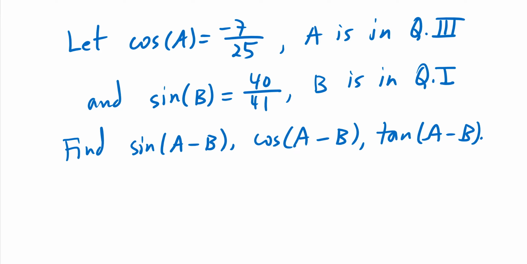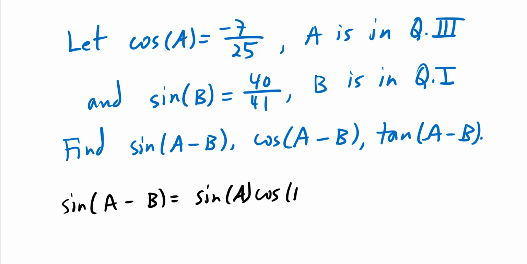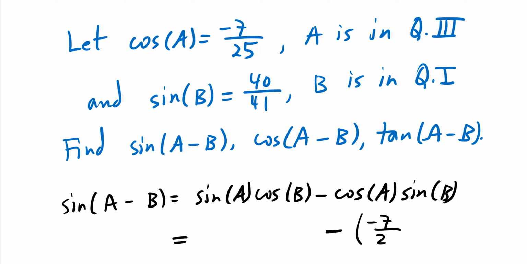Now, how do we start with this one? Let me write down the formula first. Sine A minus B, we said, is sine A cosine B minus cosine A sine B. Let's see what is given. Do I know sine A? No. Do I know cosine B? No. Minus. Do I know cosine A? Yes. Negative 7 over 25. Do I know sine B? Yes. 40 over 41.